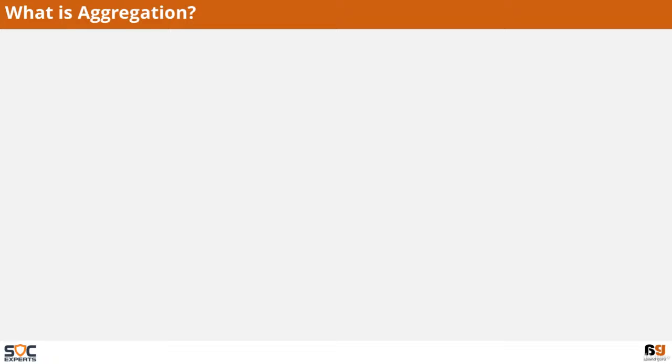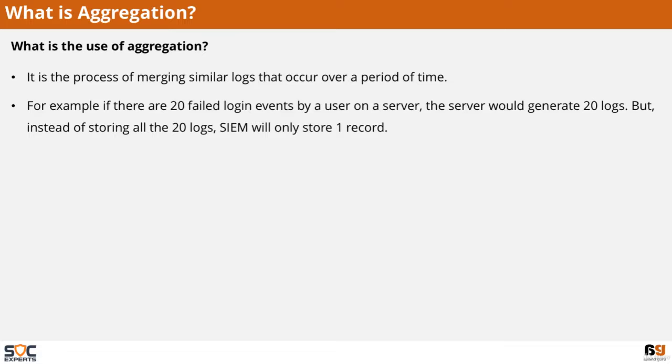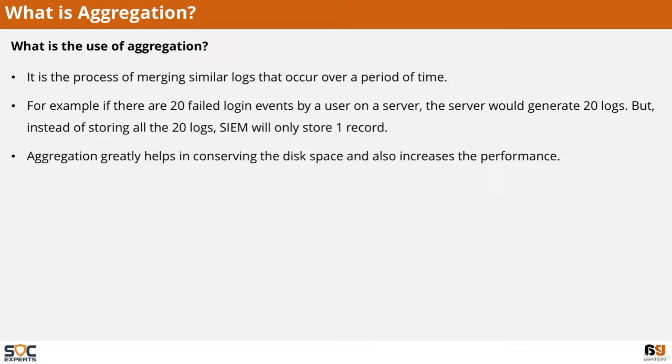What is aggregation? Also, the same question can be asked as, what is the use of aggregation? It is a process of merging similar logs that occur over a period of time. For example, if there are 20 failed login events by a user on a server, the server would generate 20 logs. But instead of storing all the 20 logs, SIM will only store one record. Aggregation greatly helps in conserving the disk space on SIM and also increases its performance.